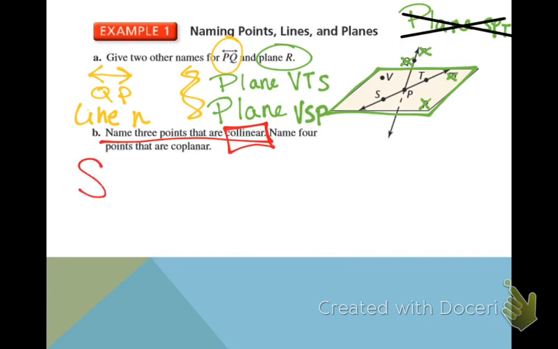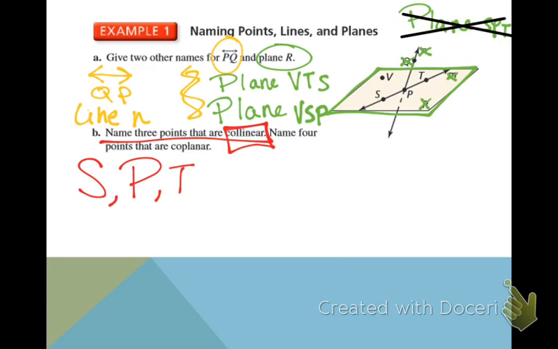S, P, T. So you can either say point S, point P, point T, or you can shorten them. But here's what you have to make sure you do. You have to put a comma. Make sure you separate them with a comma, just like in regular grammar, when you list multiple things, you're going to put a comma.